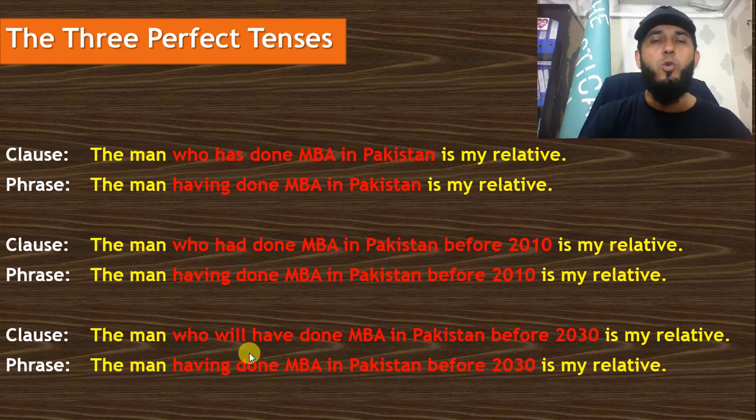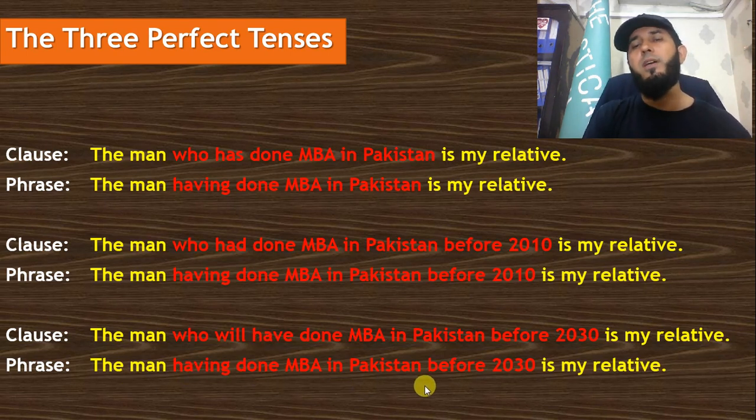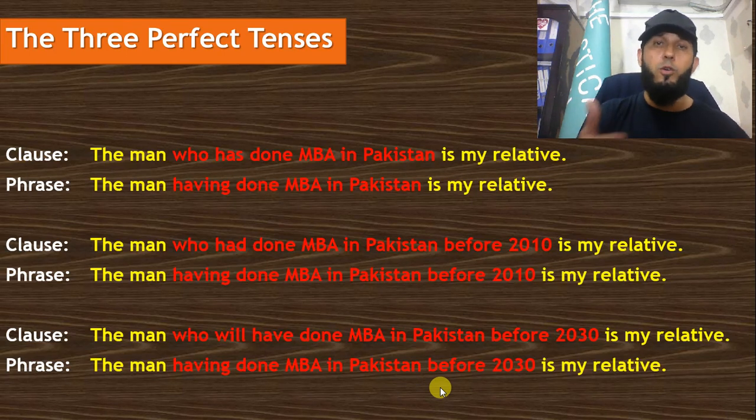So the man who will have done MBA in Pakistan before 2030 is my relative. Okay, remove the relative pronoun who, remove the auxiliary verb will, and change have to ing form having, and that's all. So the man having done MBA in Pakistan before 2030 is my relative. I hope it's also clear.